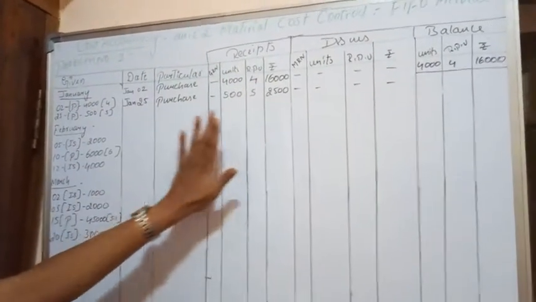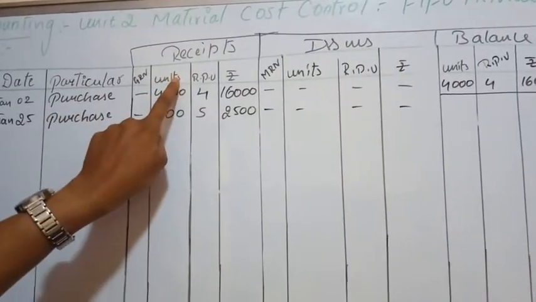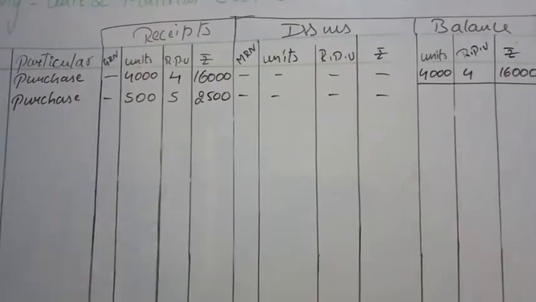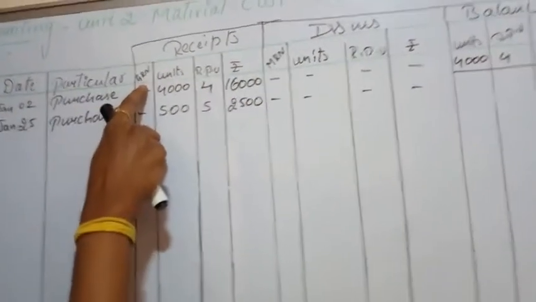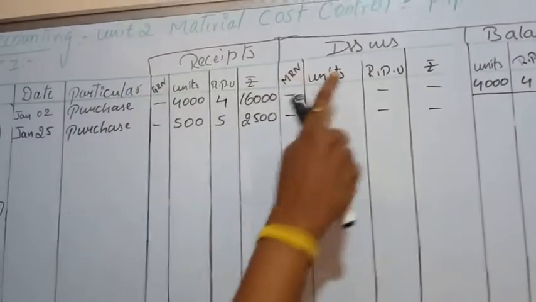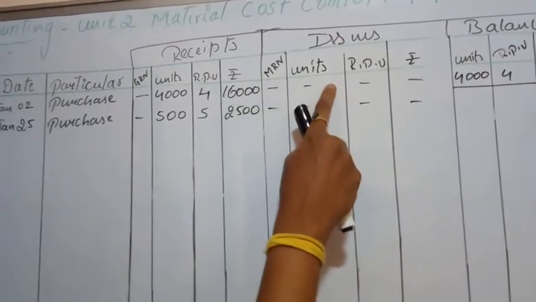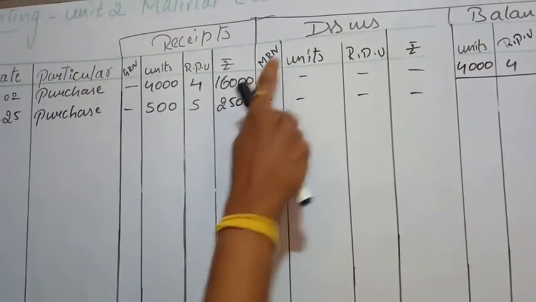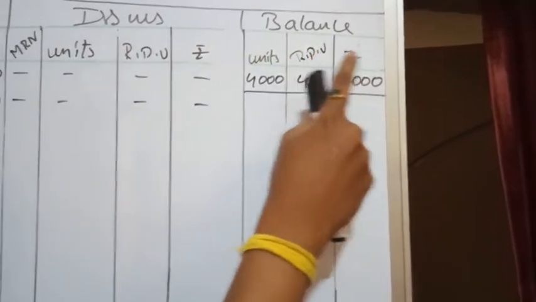Now, this is a format you are supposed to draw for doing the FIFO method. First will be the date, second the particular column, then the receipt column, issue column and balance column. In the receipt column, there will be 4 sub-columns: GRN number, units, rate per unit, amount. GRN means goods received note. Then the issue column has 4 sub-columns: MRN number, units, rate per unit, amount. MRN means material requisition note. And the last one is balance, which has 3 sub-columns: units, rate per unit, amount.